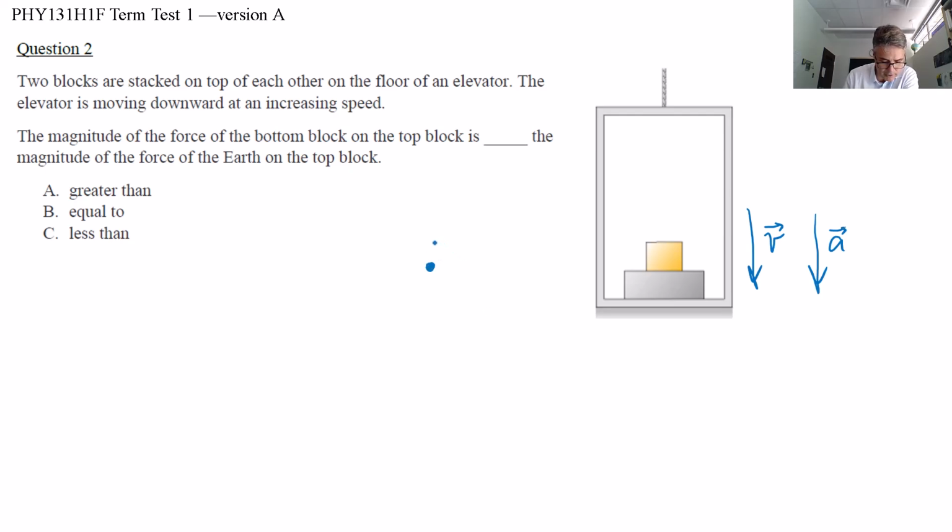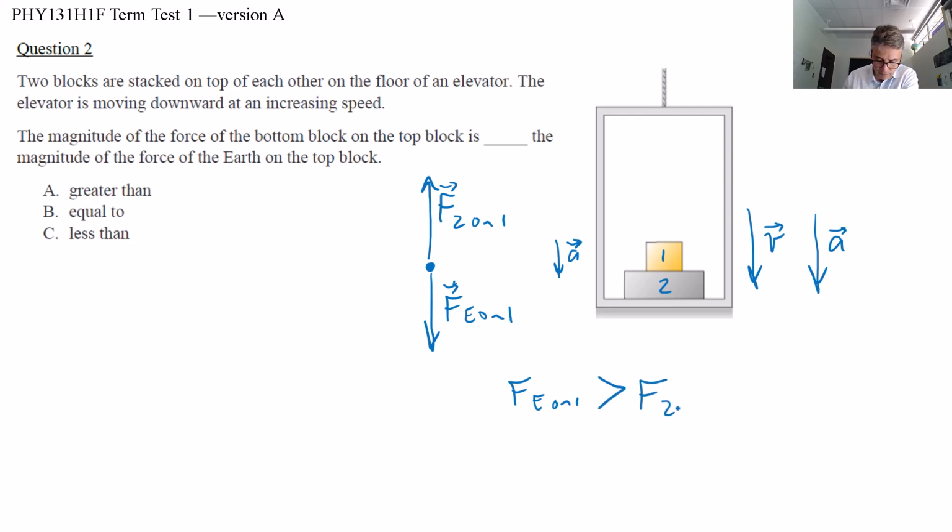So we just draw a force diagram. This is the force of the earth on, we'll call the top one 1, and then this is 2 on 1. It's only in contact with one other object, and that's 2. That's the force of 2 on 1. And since the whole thing is accelerating downwards, there must be an unbalanced force in the downward direction, so the force of E on 1 has to be greater than the force of 2 on 1 in magnitude. So the force of the bottom block on the top block is less than, right?